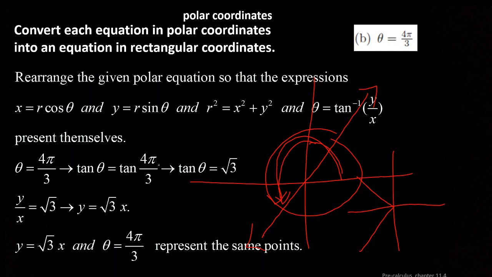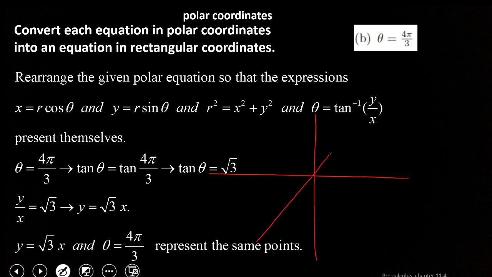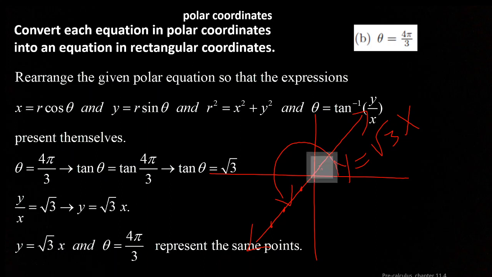Okay, we fixed it. So those two lines are basically the same thing. This line right here is y equals square root of 3 x, which is the same as when theta is just 4π/3 and r could be any value, right? Well, I know why, because I thought that was π/6. I did 4 times π/6. It's 4 times π/3. All right, so let's move on.